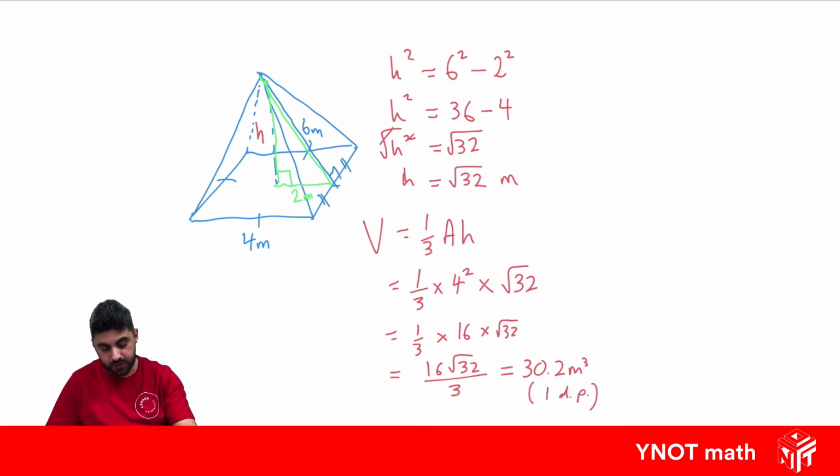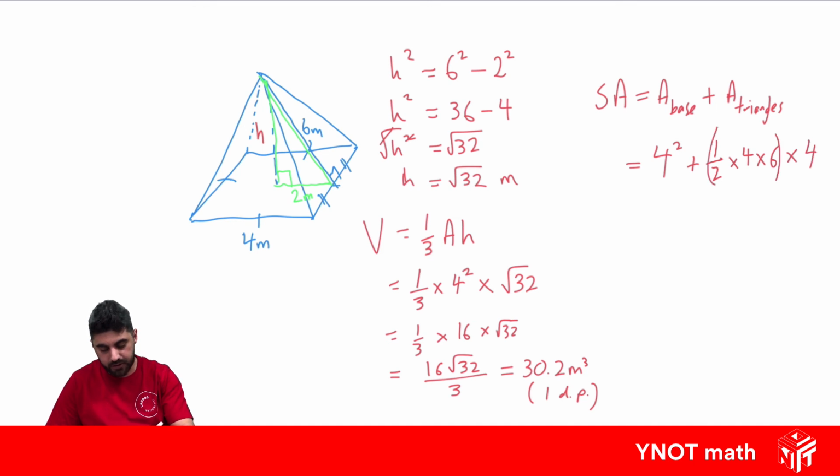Let's find the surface area. So the surface area is going to be the area of the base plus the area of the triangles. So the area of the base is just a square, so we get 4 squared, plus the area of the triangles. Well, we know the base of the triangles is 4, and the perpendicular height is 6, and all 4 triangles are the same around the pyramid. So we're going to get 1/2 times the base, which is 4, times the height, and let's multiply it all by 4 because we have 4 triangles.